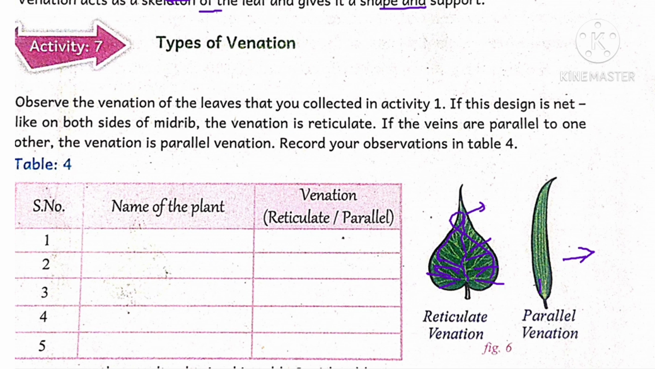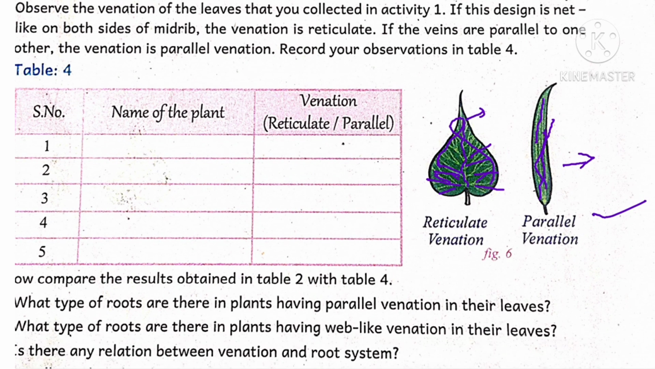But these veins, how do they look? These are parallel to each other. The lines are parallel to each other. This type of venation is called parallel venation. We have already observed one video. Then write here in your own words.